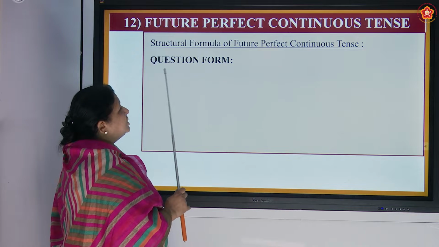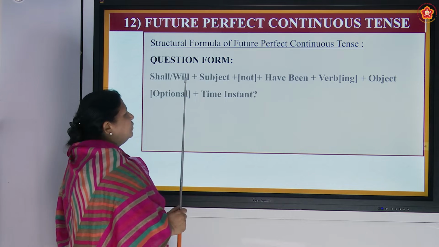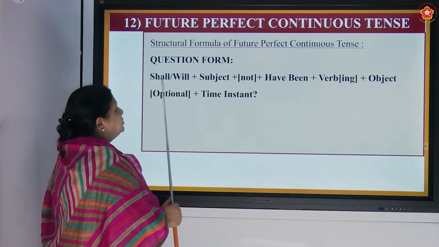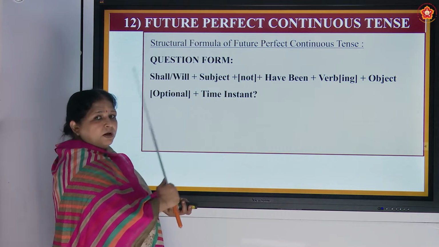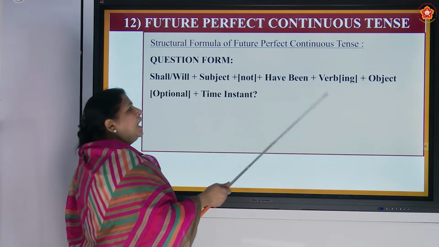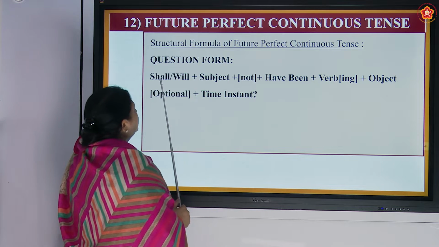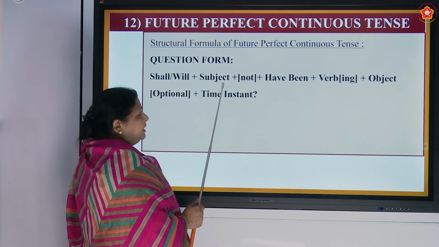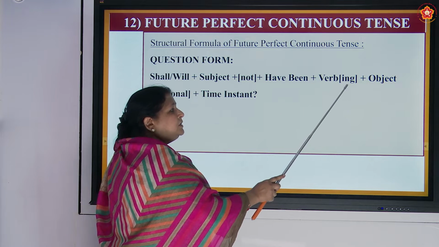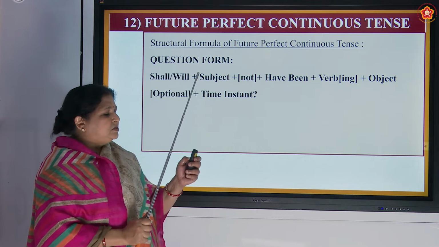Now, the structural formula for future perfect continuous tense question form. Okay. Now, we are going to interchange. So, shall will, which is the helping verb, will come in the first. Subject will come second. Not will come third, and then have been will come. Now we'll see with example. So we will read shall will plus subject plus not plus have been plus verb in the ing form plus object which is optional plus time instant.